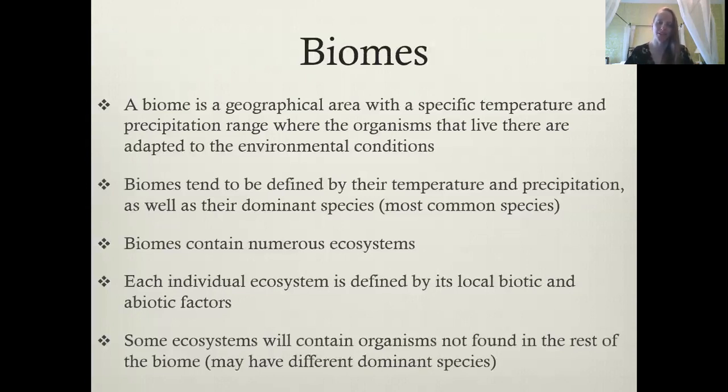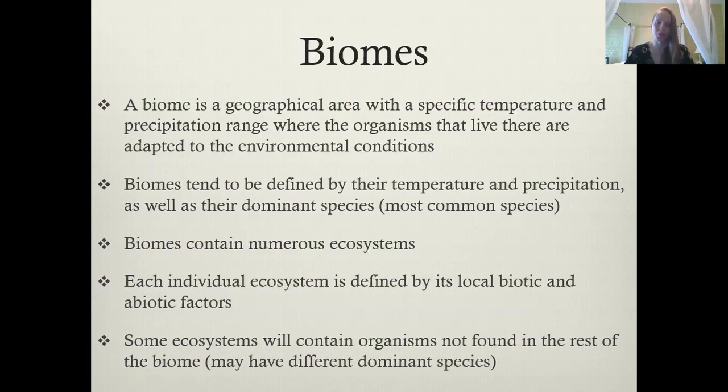So a biome is a geographical area with a specific temperature and precipitation range, and where the organisms that live in that area are adapted to the environmental conditions. The reason why we need them to be adapted to the environmental conditions is because it tells us that that temperature and precipitation range has been the same for a while, that it's not just a weather pattern, but a climate of that area. Biomes tend to be defined both by their temperature and precipitation, as well as what the dominant species in that area is, which is just like the most common species.